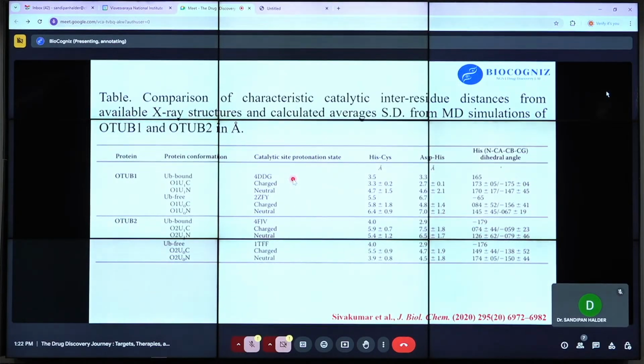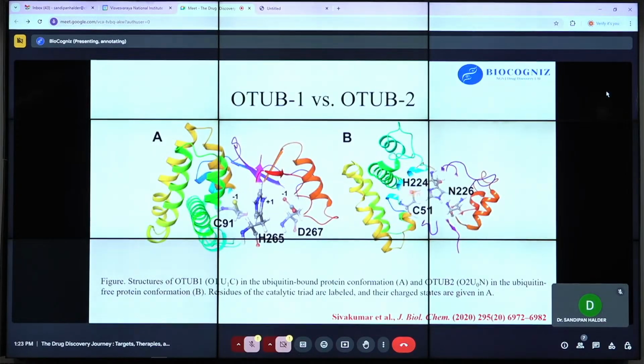So when you look into it, we have to see whether the catalytic site residues are in the charged state or in the neutral state, and whether in the ubiquitin bound form or in the free form. So these are the two conditions we need to put for both OTB1 and OTB2. So while we study, we consider the distance and angle and other constraints. And if you see here, for time constraint, I'm just showing only the final conformation.